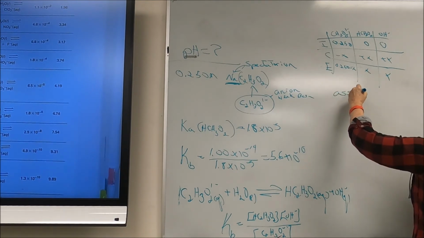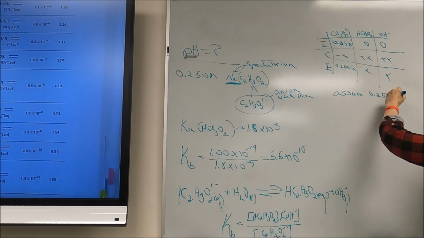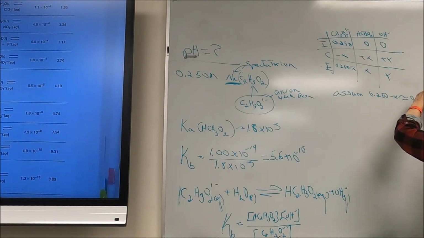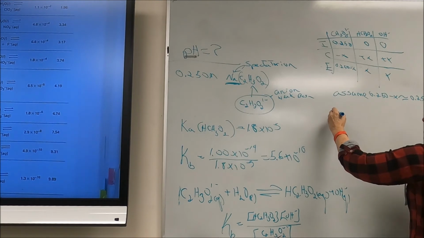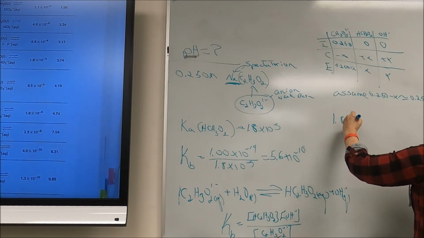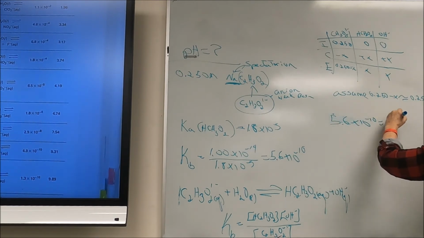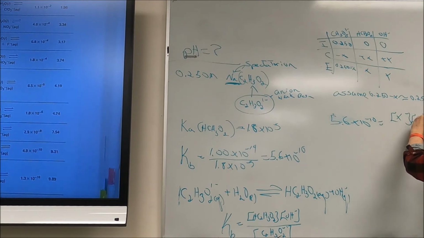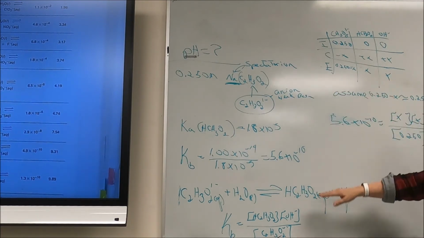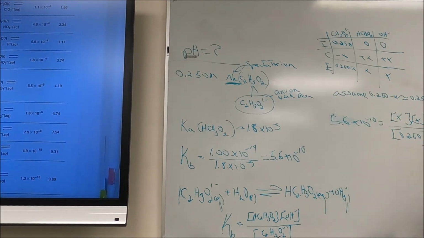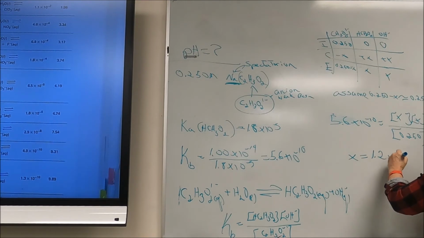I am going to assume 0.250 minus X is approximately 0.250. If I do that, then I get 5.6 times 10 to the minus 10 is equal to X times X over 0.250. I just plugged in from the equilibrium line to the Kb expression with my assumption. If I solve this for X, I get X to be 1.2 times 10 to the minus 5.